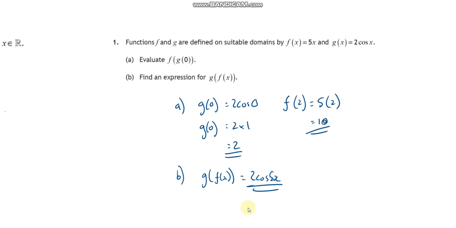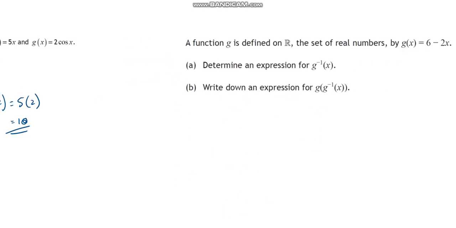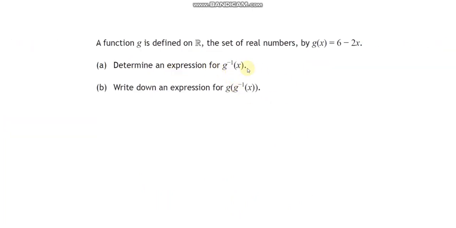Next one. And the very last one, again, this sounds complicated, but it really isn't. So g to the negative 1 of x, let's do that first of all. So y is equal to 6 take away 2x. See, it's very similar if you find these questions and you do them. So this is meant to look a wee bit trickier.